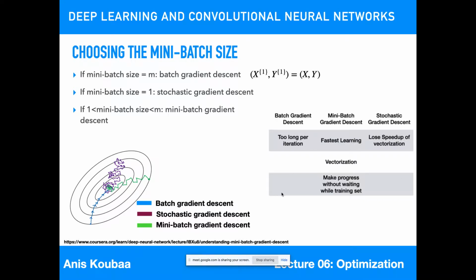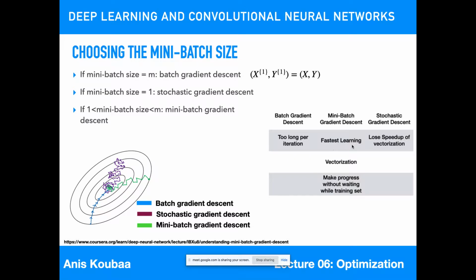which is summarized in this table. For the batch gradient descent, it takes too long per iteration, but it doesn't have any noise. For the stochastic gradient descent, it loses the speed up of vectorization. So here there is also a problem in terms of speed, because we are going to process every image alone. And as you have already seen, in this case we are not going to use the vectorized implementation. We are going to use a for loop. And from a computation perspective, it may be a little bit slower.